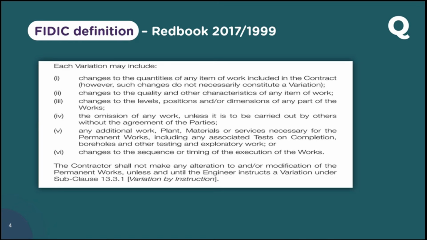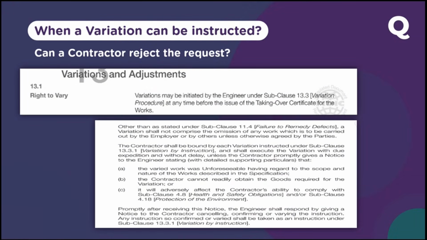Now let us see when a variation can be instructed, how to instruct and when we can instruct, because we have to be aware of that also. So again, clause number 13.1, which states when you can instruct variations. It states that variation may be initiated by the engineer under subclause 13.3 at any time before the issue of the Taking Over Certificate for the works. It's very clear, guys. Before TOC, the client can instruct variation.